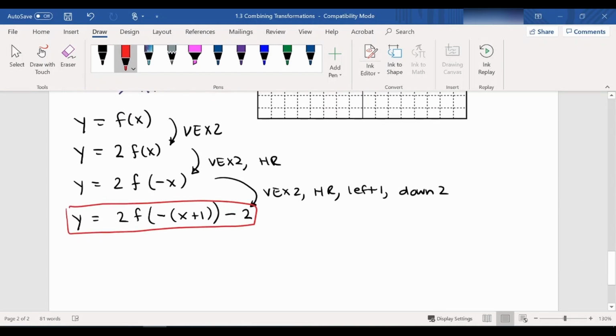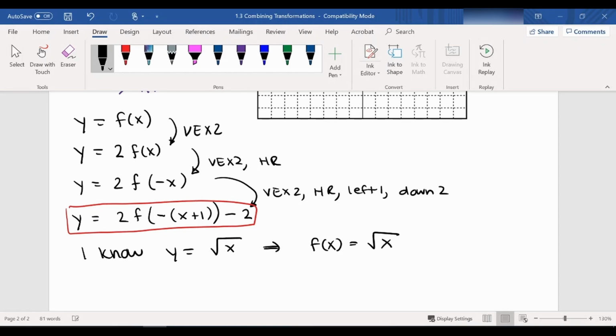However, I also, in the question, I know that y equals root x. This means f of x is root x. So I could also apply this specifically to this function. So if this was a question on a test, you could leave it as the stuff in the red box, or you can actually use the root. So if I did that, I'd have y equals 2 root x. This would be after my vertical expansion by 2. Oh, sorry, not 2 root 2, 2 root x.